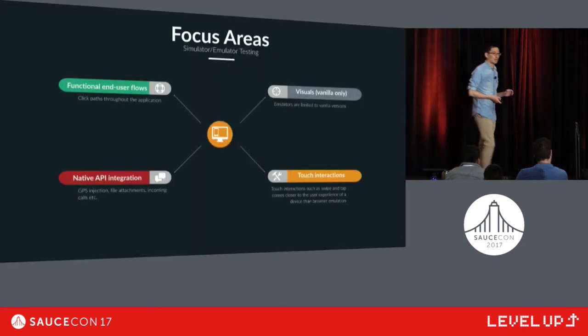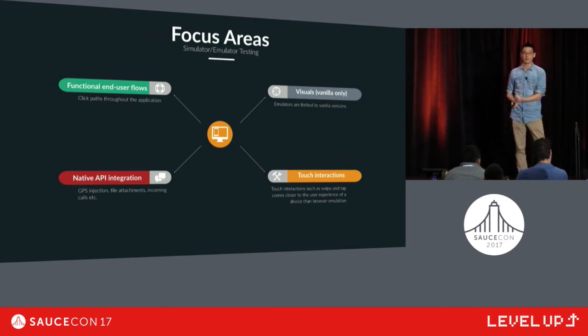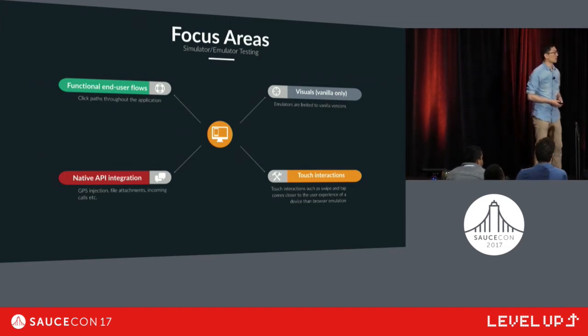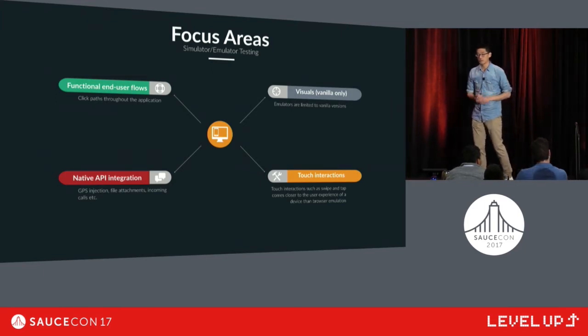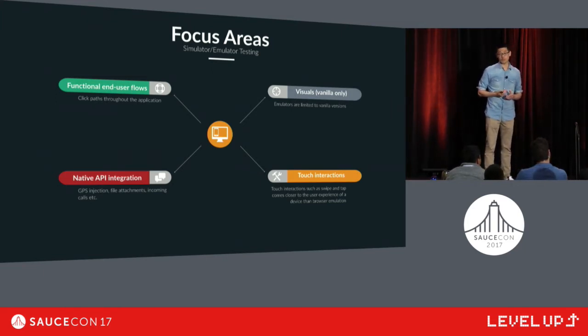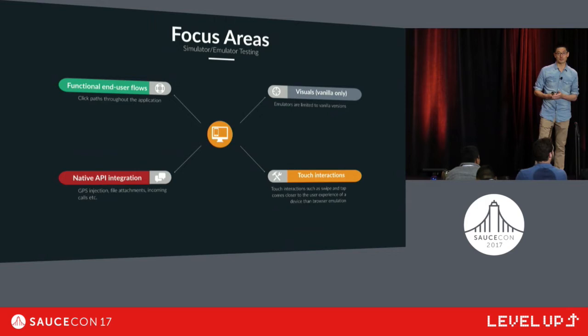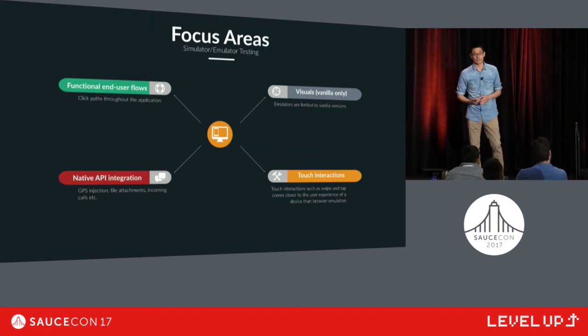So compared to the desktop browsers here, functional, go focus on the end user flow, so more the click path throughout the application. So it's more high level, not as extensive as the desktop browsers. Native API integration, so here you can do some native API integration like GPS injection, file attachments, incoming calls. Visuals are very good on simulators and emulators. Well, for Android emulators, you're limited to vanilla versions only. So the other part you have to do on real devices.